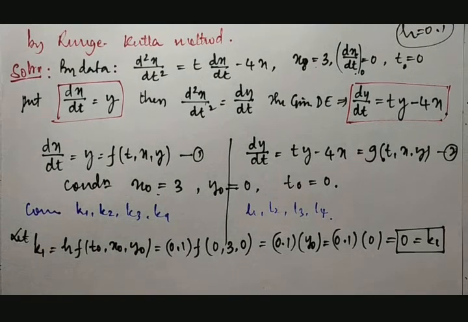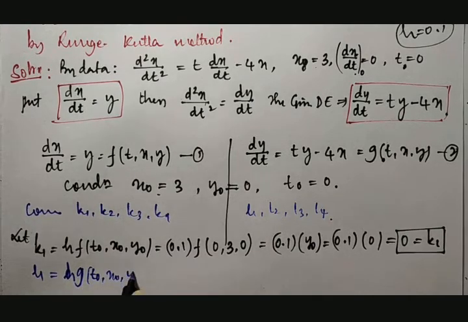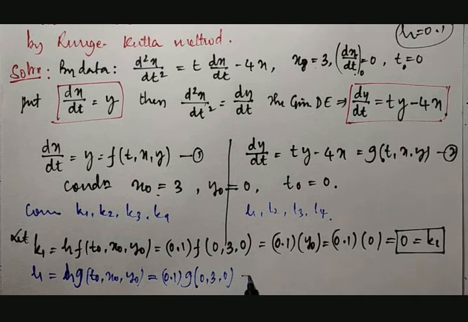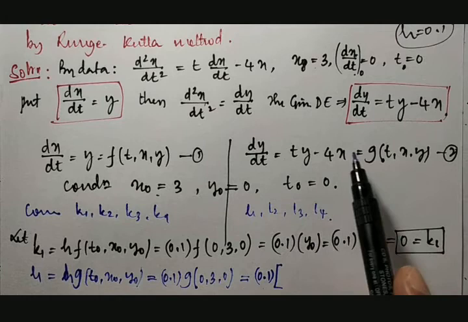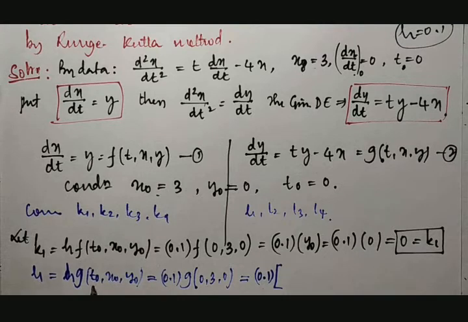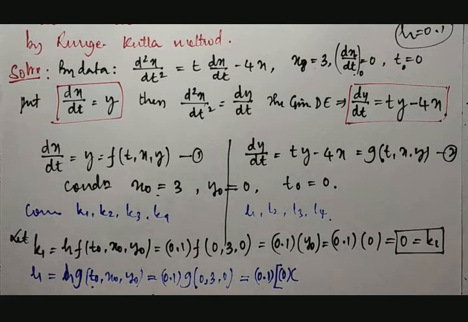Then comes L1. We need to calculate L1. So L1 is equal to h into g of t0, x0, y0. Therefore 0.1 into g of 0, 3, 0. So 0.1 into, what is the g function? The g function is ty minus 4x. So t, what is t here? 0. That into y. y is equal to 0.